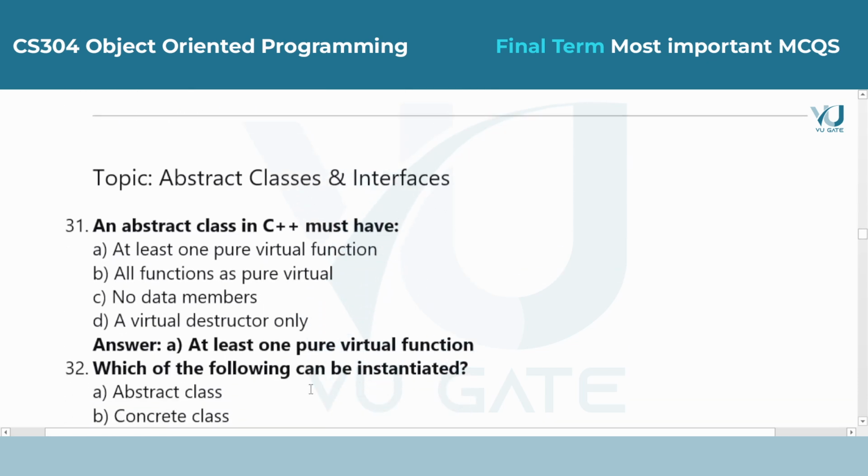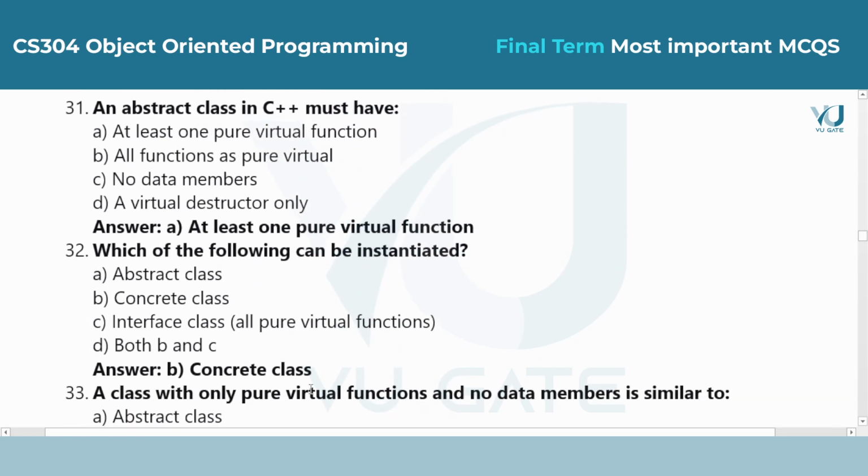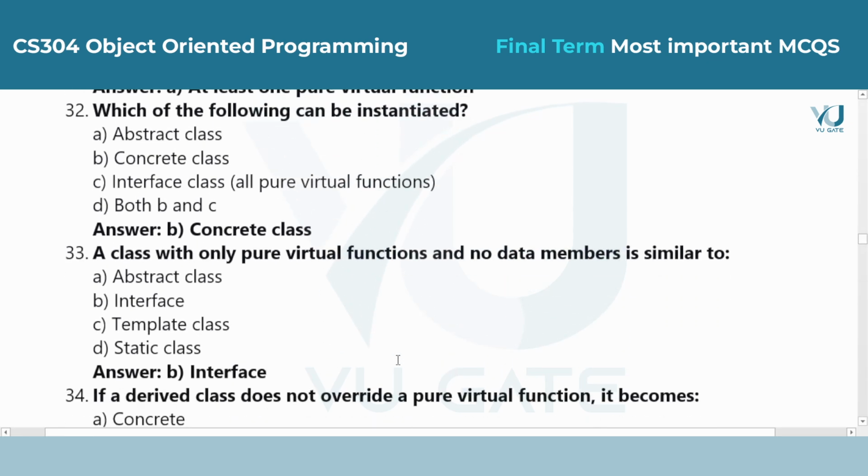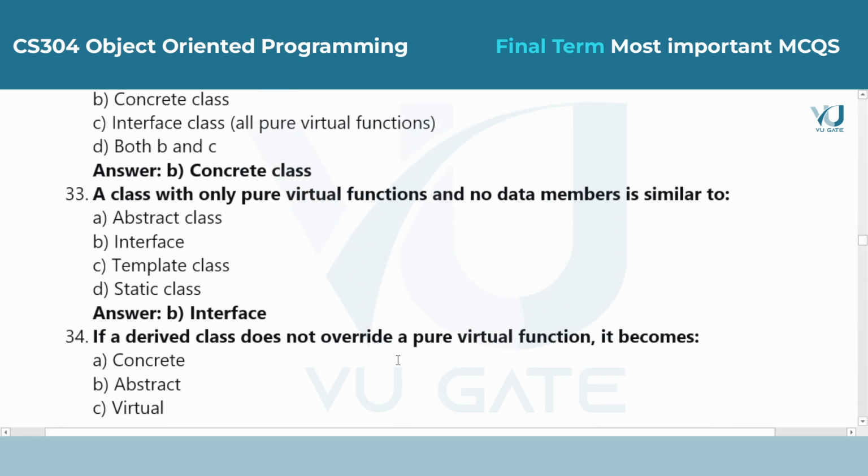Topic: Abstract classes and interfaces. Q31. An abstract class in C++ must have. Answer: A. At least one pure virtual function. Explanation: An abstract class is designed to be incomplete. It must have at least one function declared with = 0, which is called a pure virtual function. Q32. Which of the following can be instantiated? Answer: B. Concrete class. Explanation: You cannot create objects of an abstract class or an interface. Only a concrete class, where all functions are fully defined, can be instantiated.